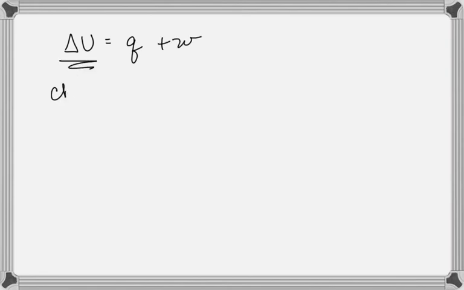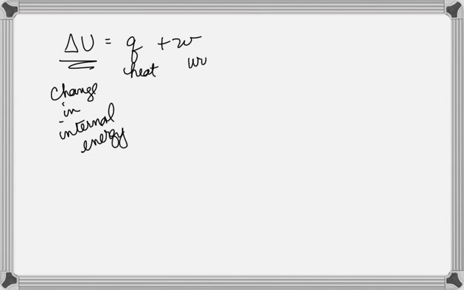Delta U is change in internal energy. We know that. Q stands for heat, and W stands for work. Now, we use signs, positive and negative, to indicate the direction of the flow of energy.